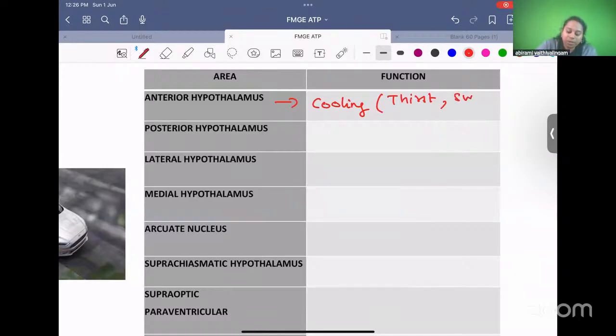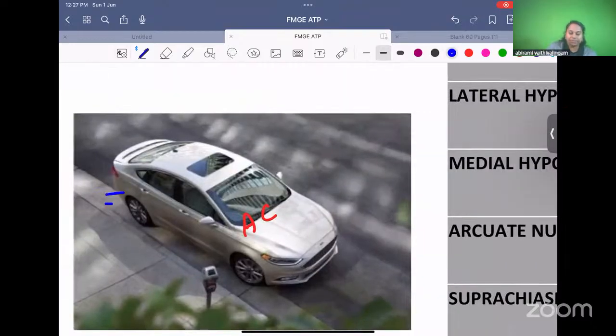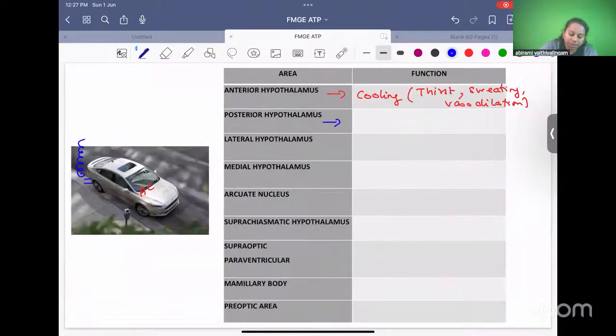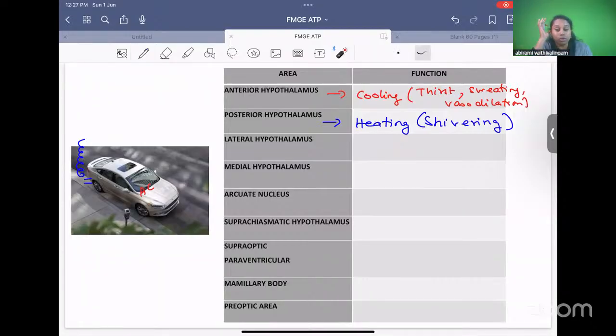And also it can enhance sweating and vasodilation. All these are mechanisms of cooling your body. Posterior hypothalamus. Posteriorly in the car, we have the silencer and the silencer produces heat. So posterior hypothalamus has a heating effect on the body. How can you heat your body? Yes, you shiver. When you shiver, muscles are contracting, heat is produced. So by the shivering mechanism, the posterior hypothalamus produces heating.